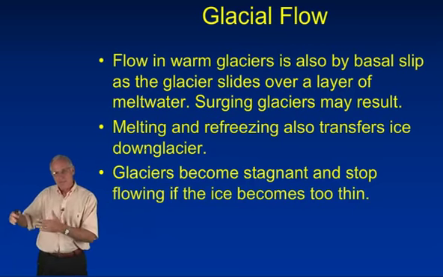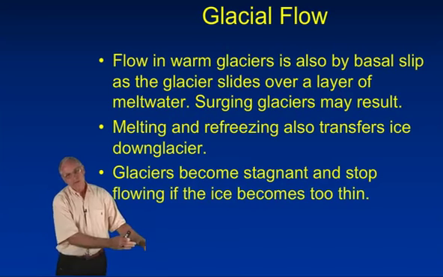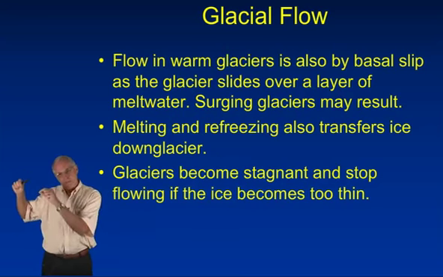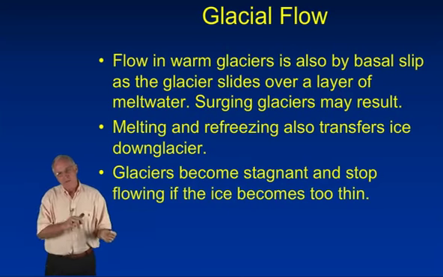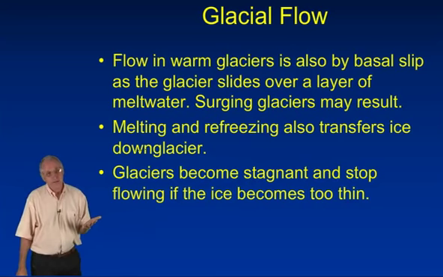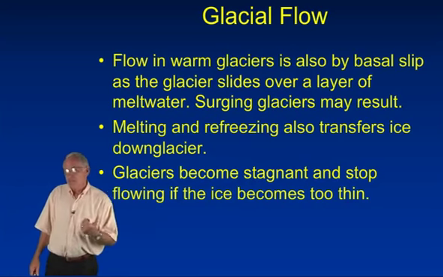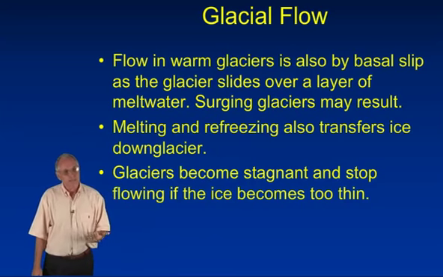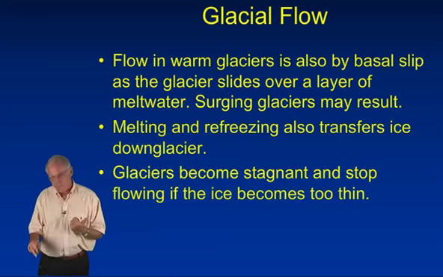But keep in mind that the ice is always flowing downslope, because we're moving ice from the upper part where it's accumulating to the lower part where we're losing it. Glaciers can get so thin, i.e. less than 100 feet, that they don't have a zone of flow anymore. They stop flowing, they become stagnant, and they simply melt down in place.